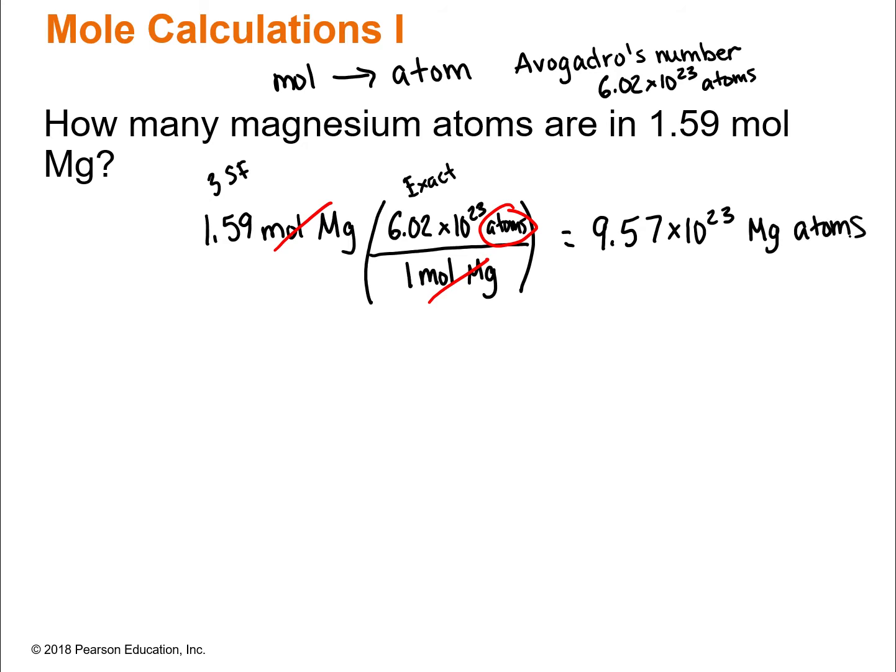So you should get, with sig figs, 9.57 times 10 to the 23rd magnesium atoms. Don't forget your units. Again, I am echoing chapter 2. Units are important. Don't just write numbers. Make sure that they have a unit to go along with them if they have one. Naked numbers are bad. It's getting colder outside. Put clothes on those numbers. Give me a unit, okay?